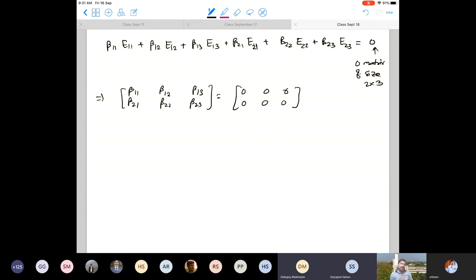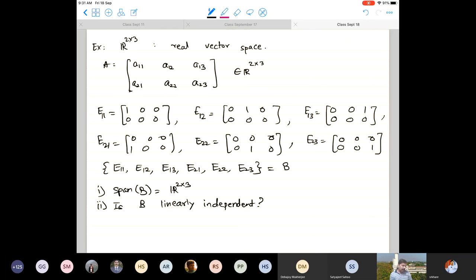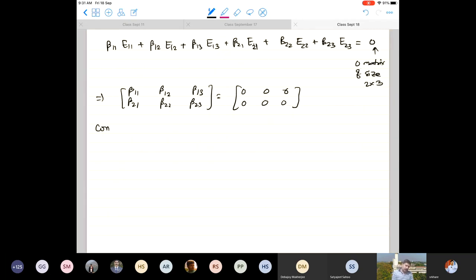So what Satyajit is suggesting is that you take any vector y, that means you take any matrix y in this space R23, and then you show that when you add that arbitrary vector y to this collection B, then that set becomes a linearly dependent set. Okay, so what he is saying is consider this collection E11, E12, E13, E21, E22, E23, and Y.